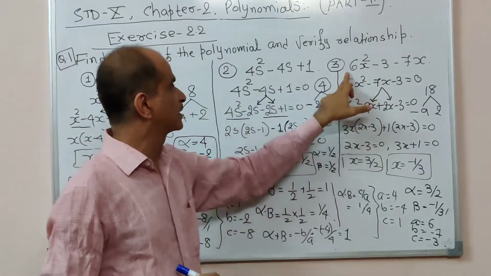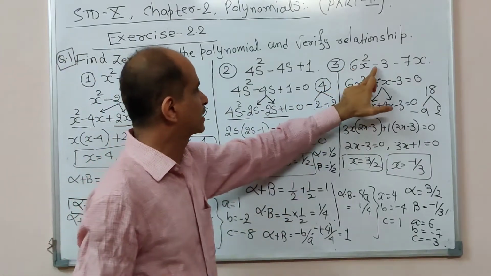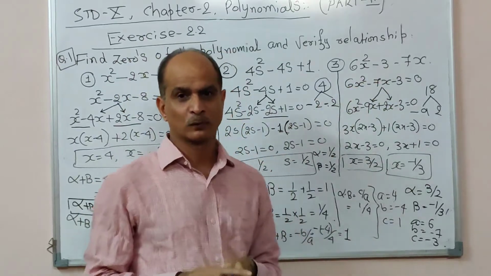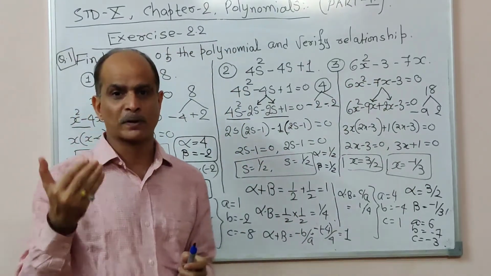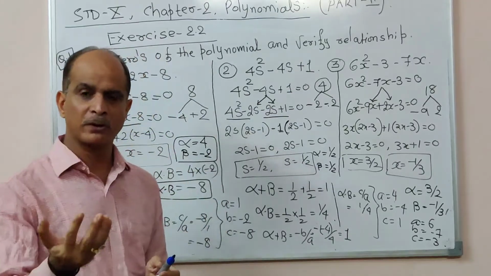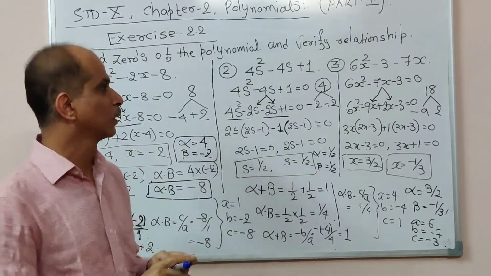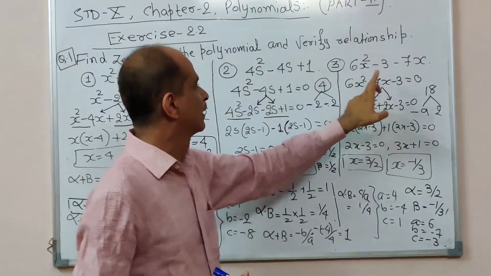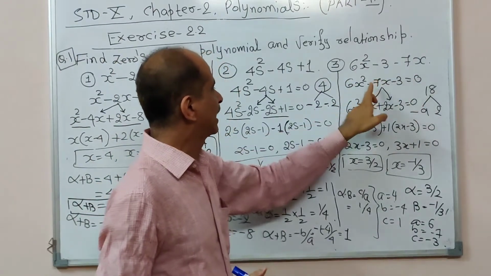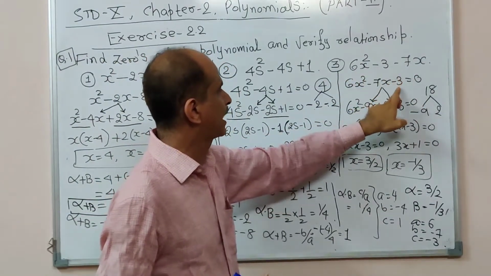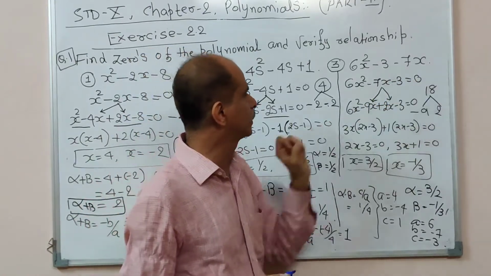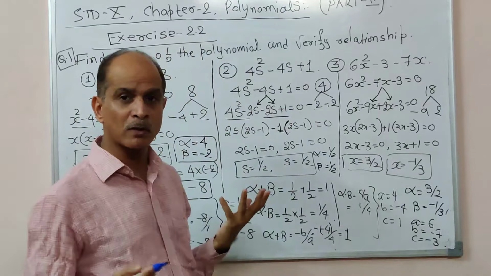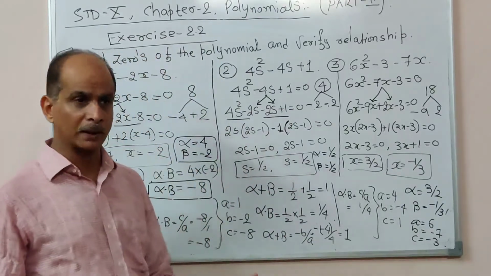The third example is 6x square minus 3 minus 7x. You know, the three terms are not arranged properly. So first of all, you have to arrange these three terms. The first term is 6x square, the second term will be minus 7x and the third will be minus 3. To find the zeros, you have to equate it to 0. Now again you have to use the method of factorization, trinomial.